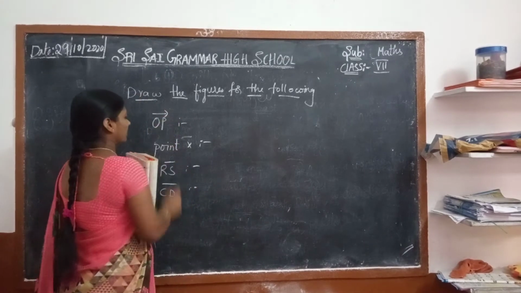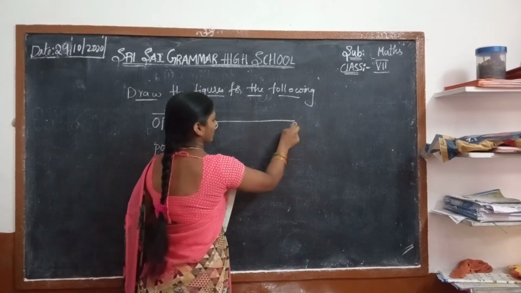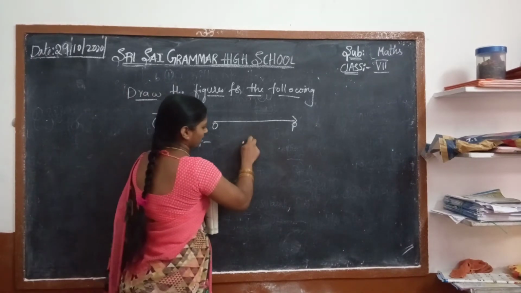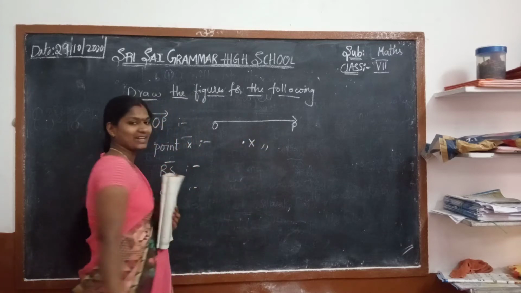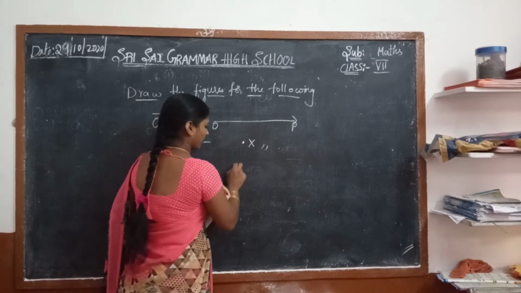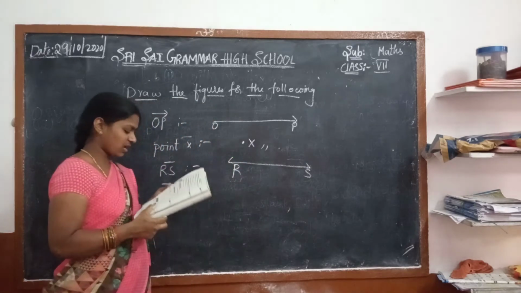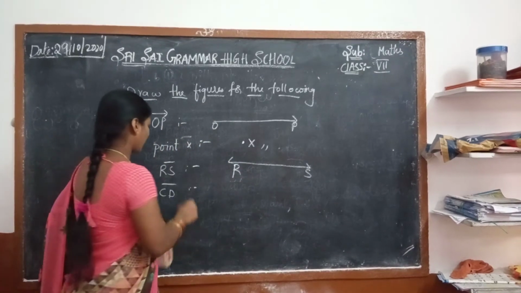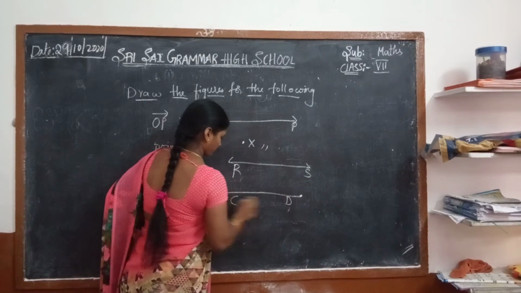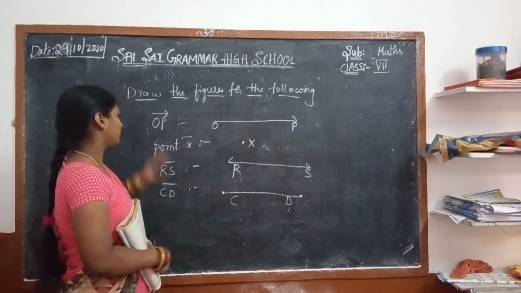Now, representing it, draw a line OP, and it is a ray. And a point X should be present like this. And also RS is a line; we have to represent it like this. And CD is a line segment. Like this we have to represent if they give the points like this.